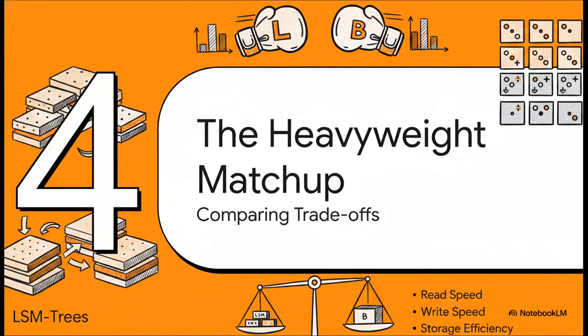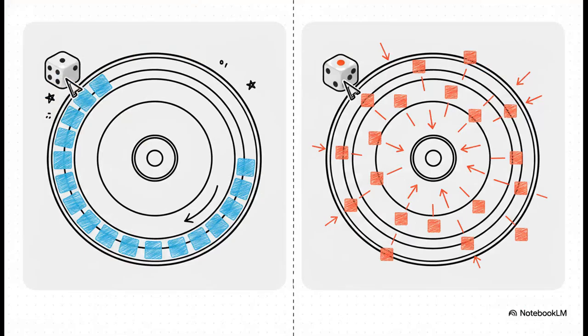Section 4, the heavyweight matchup, comparing the trade-offs. Okay, so we have LSM trees that append data and merge it later, and B trees that organize data into fixed pages and overwrite it in place. It's time for the heavyweight matchup across a few key performance battlegrounds. The first battleground is just pure physics, how these engines actually interact with physical storage hardware.